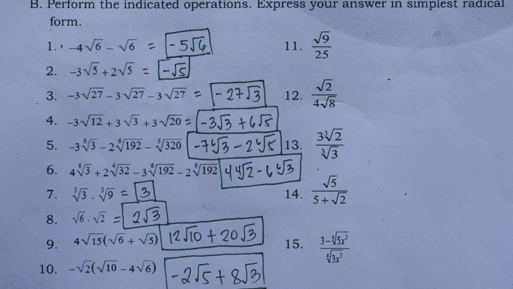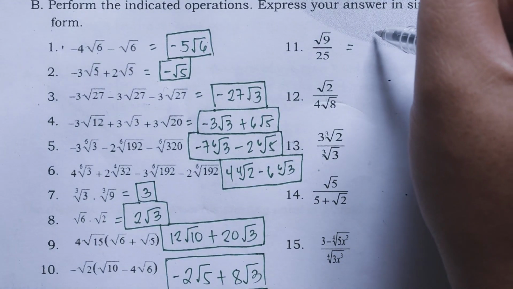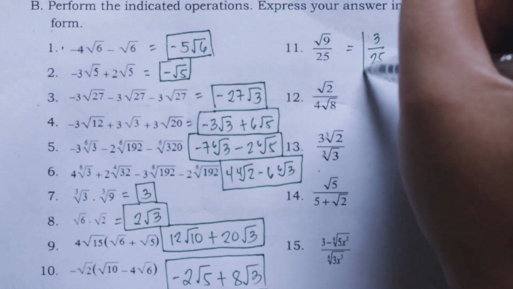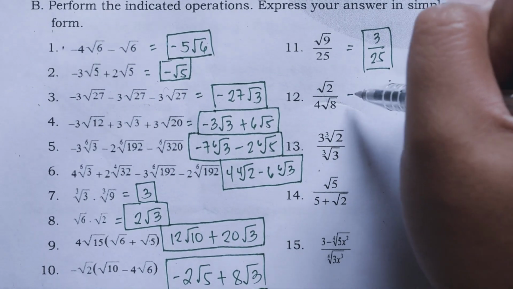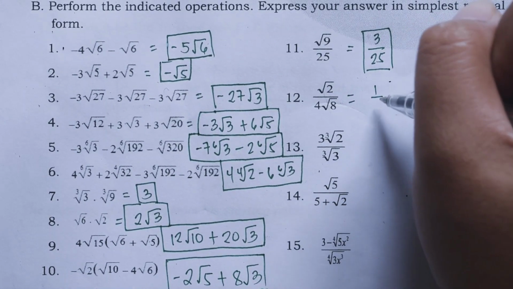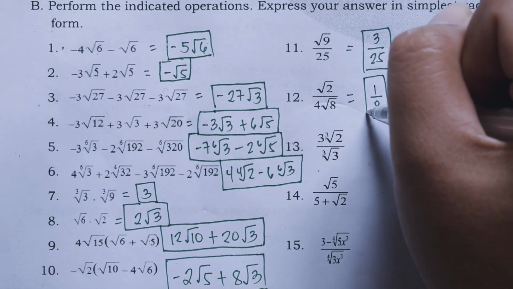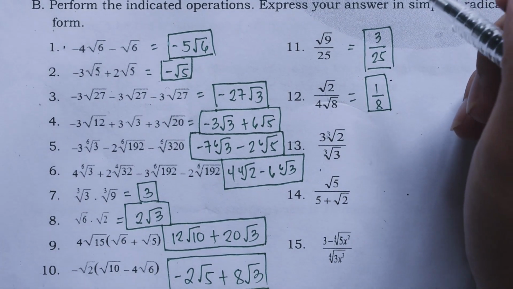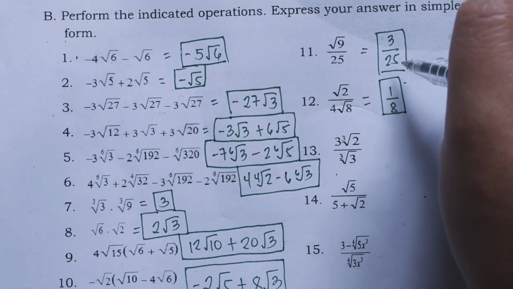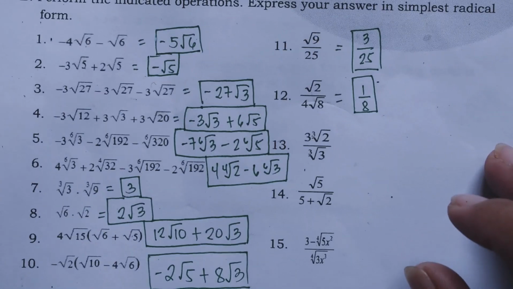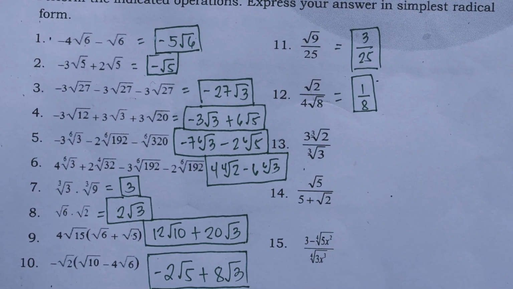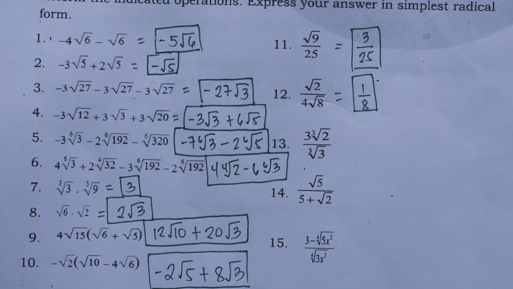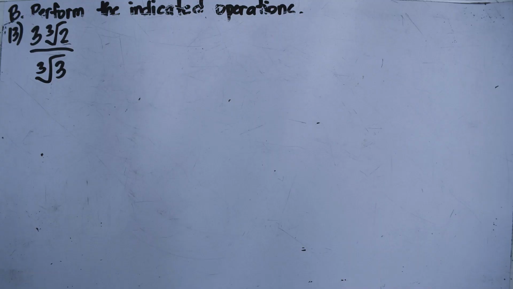Sa number 11, yung nakuha natin final answer, we have 3 over 25. And sa number 12, yung nakuha nating final answer ay napakasimpleng 1 over 8. So again guys, sa radicals ha, hindi natin matuturing na simplest form kapag may nakikita pa kayong radical symbol sa ilalim. So yan na po yung sagot natin sa numbers 10, 11, and 12. Mag-proceed na po agad tayo sa number 13. Ayan, 3 number na lang and then we're done with learning task letter B sa ating week 7.